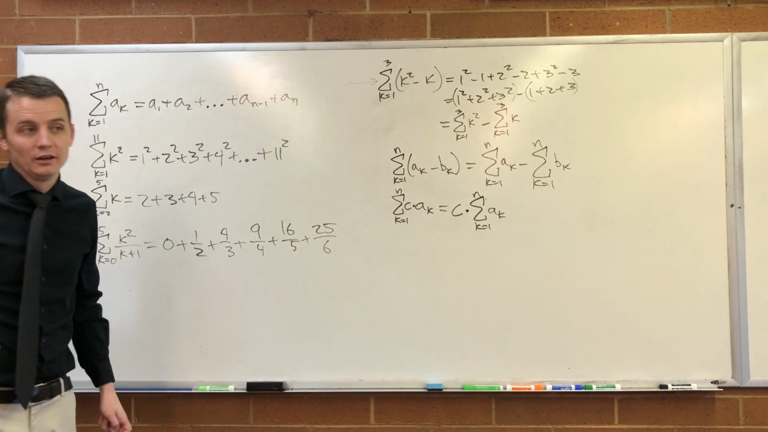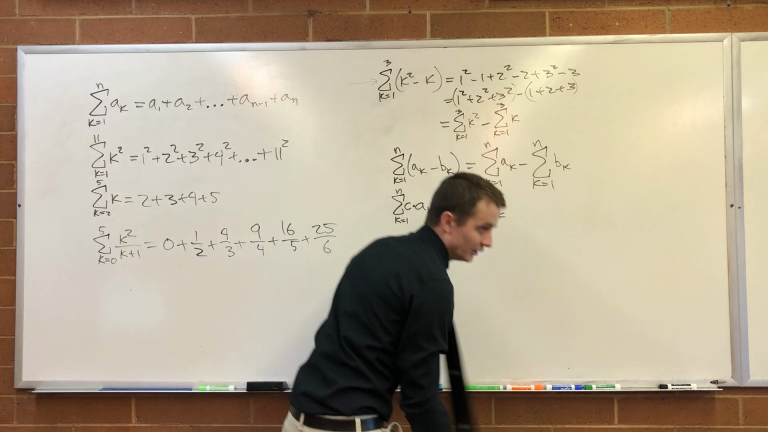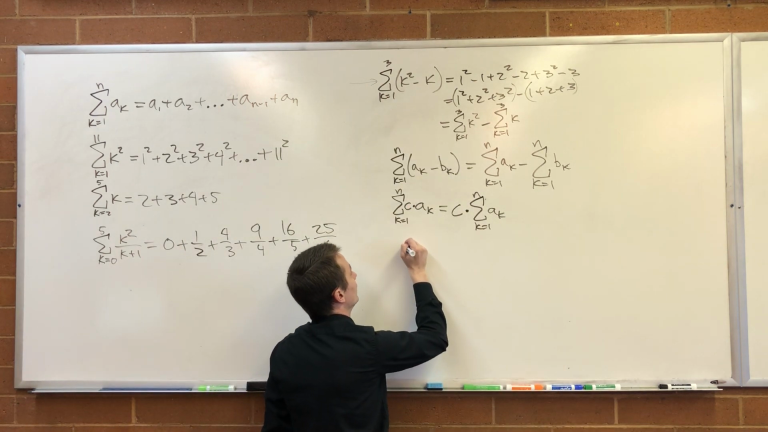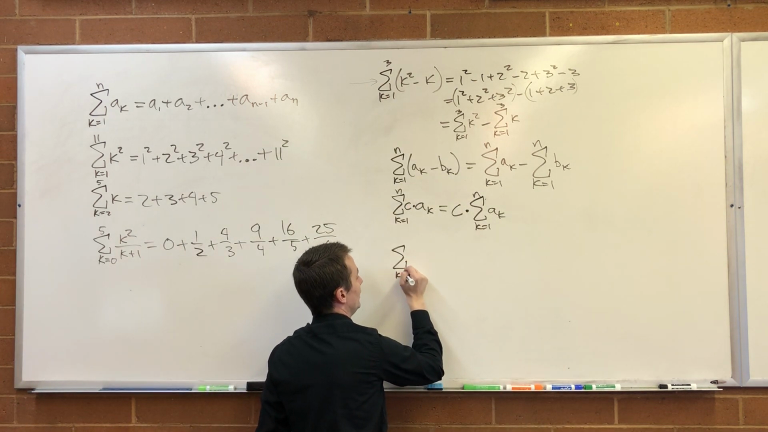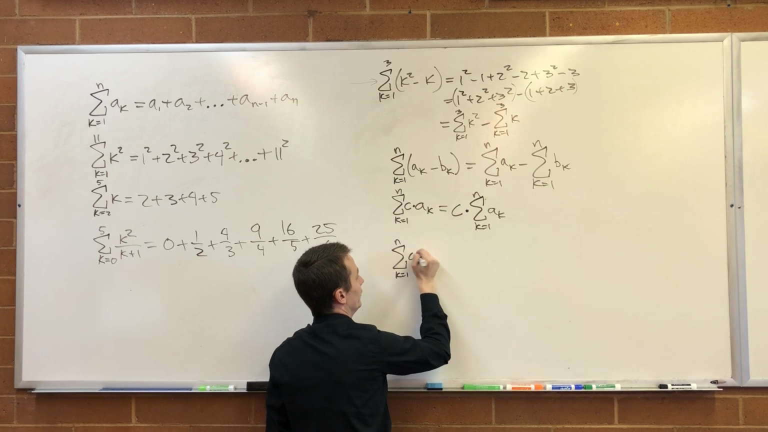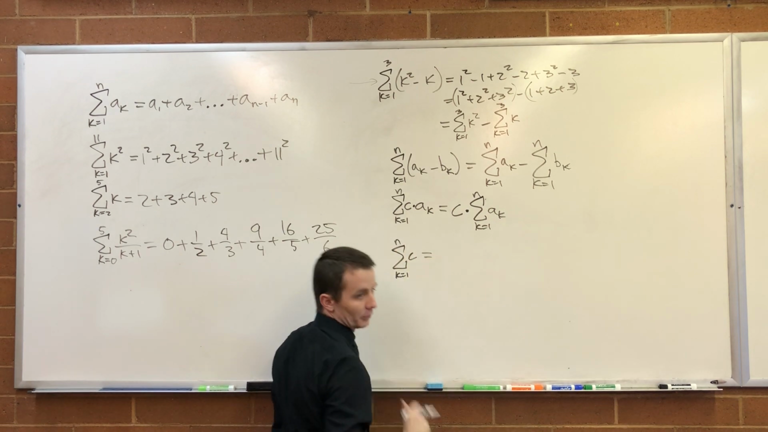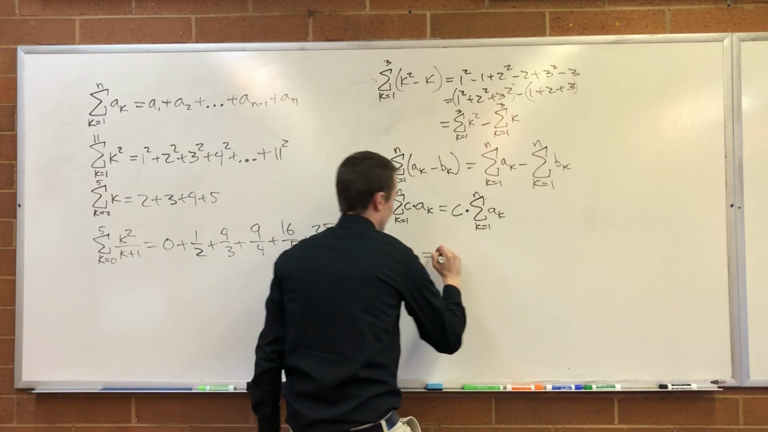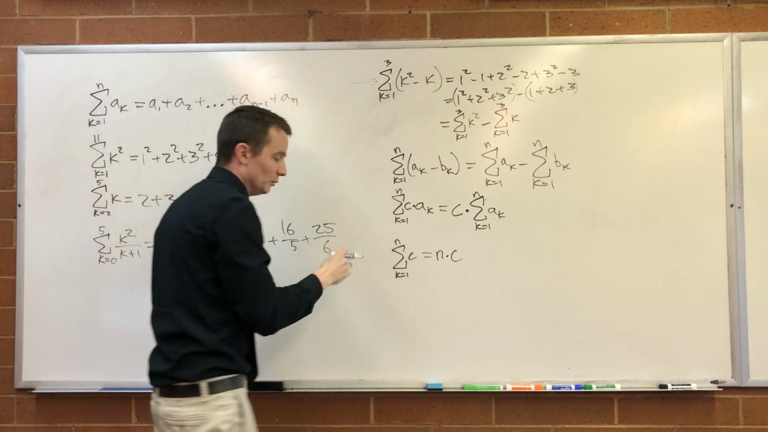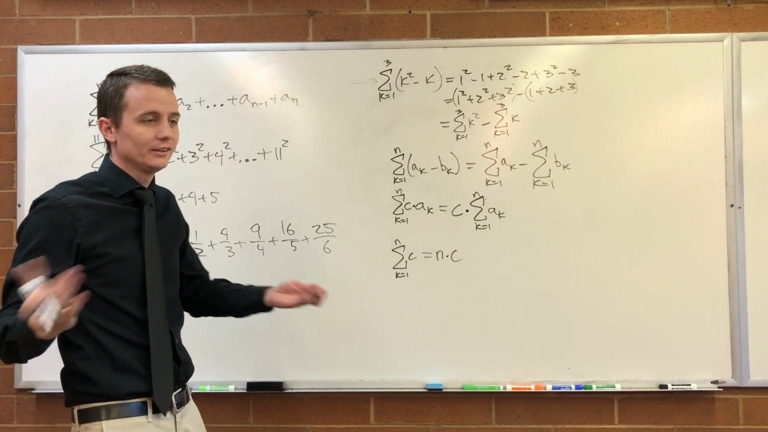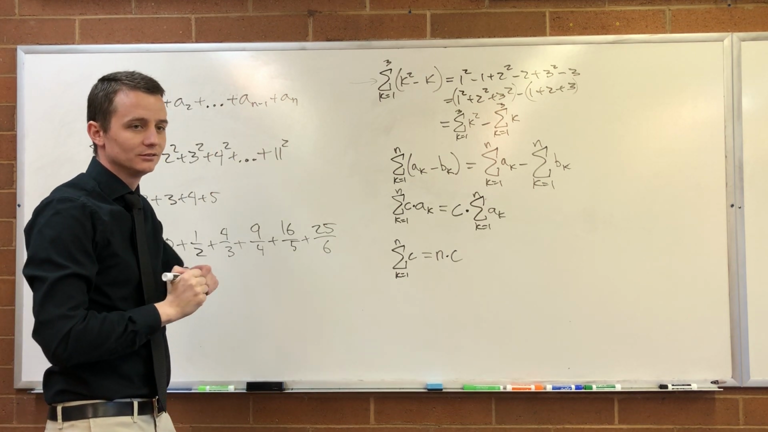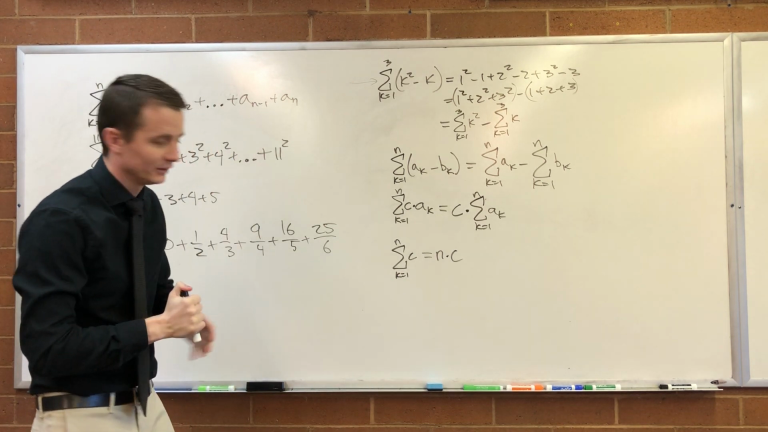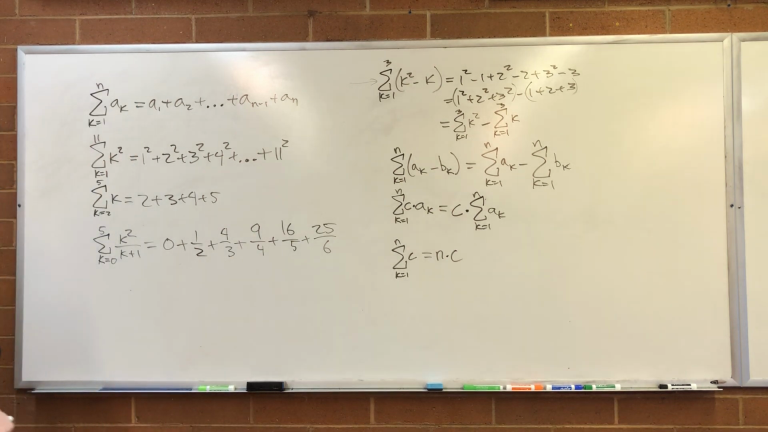All right, and then the last one, I want you to tell me what this equals. The sum from k equals 1 to n of c. What does that equal? N times c. Because you're going to have c plus c plus c plus c plus c, n times. Make sense?